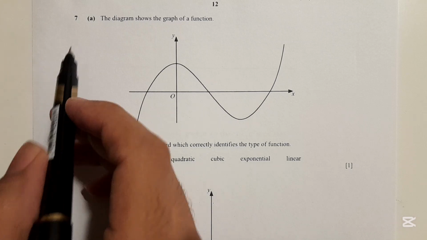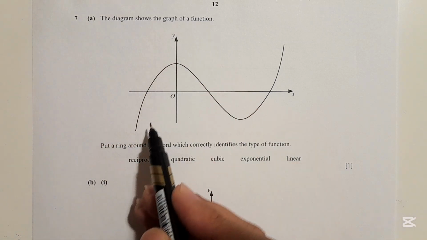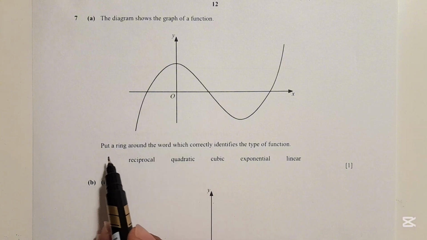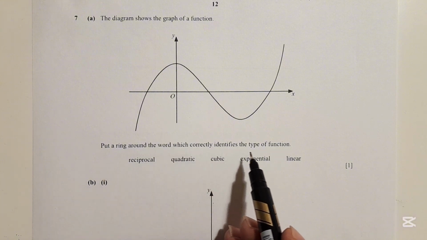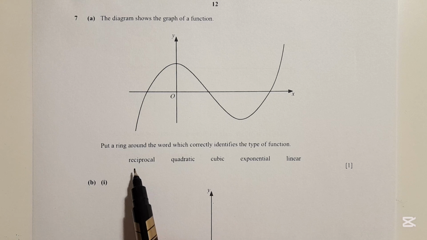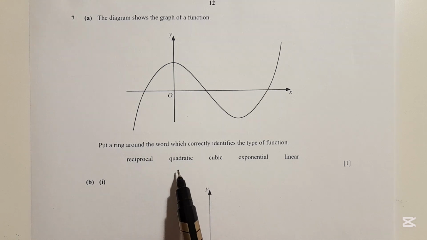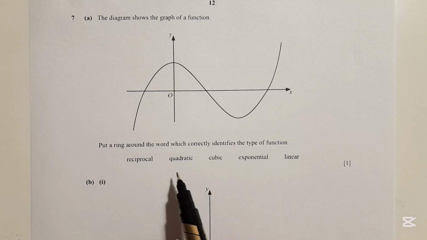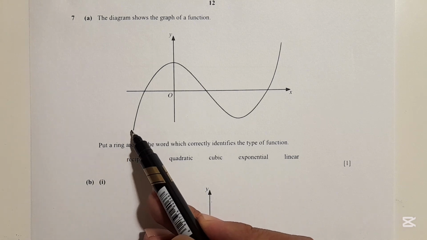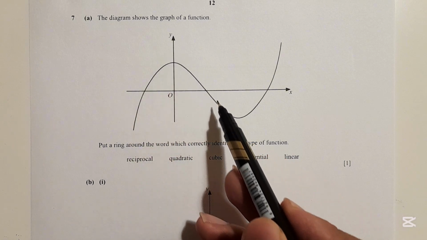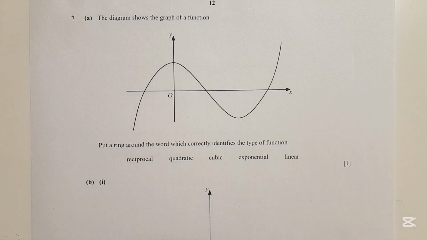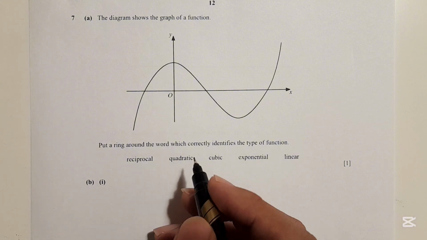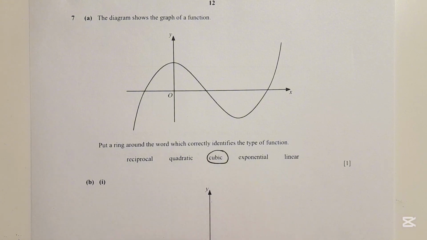Question 7, part A states the diagram shows the graph of a function. So this is the graph. Put a ring around the word which correctly identifies the type of the function. It can be a reciprocal, quadratic, cubic, exponential, or linear graph. As this is a curve going from negative y to positive, to negative and then to positive, this is a cubic function or cubic graph. So we will put a circle around the cubic.